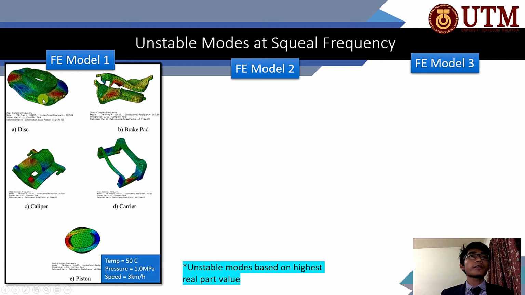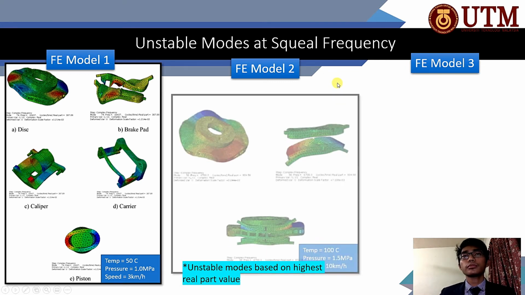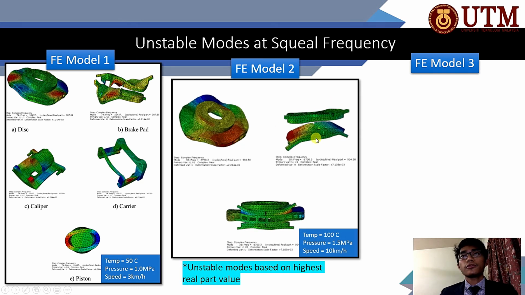The disc seems to be in a bending mode, and also the pad friction material of the brake pad has a spiky feature, and all the components seem to be deformed severely. Next is the FE model 2. From this, we can see that the disc experiences the most displacement here, and also the pad seems to bend outward from its original shape.